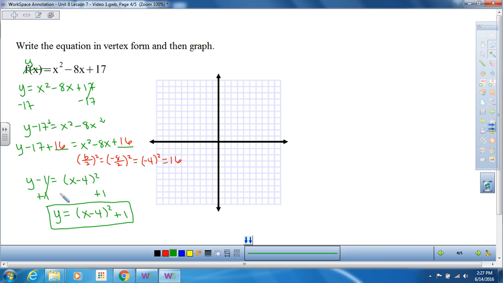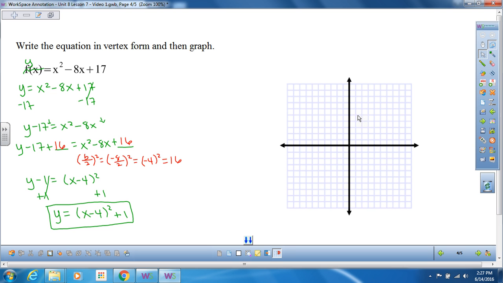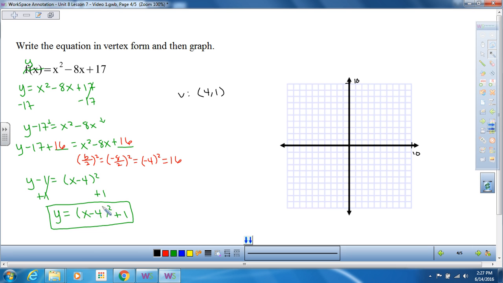And now I am supposed to graph it. Okay. So, this is just a 10 by 10. My vertex would be positive 4, positive 1, opposite of what's inside, and then what's added or subtracted.